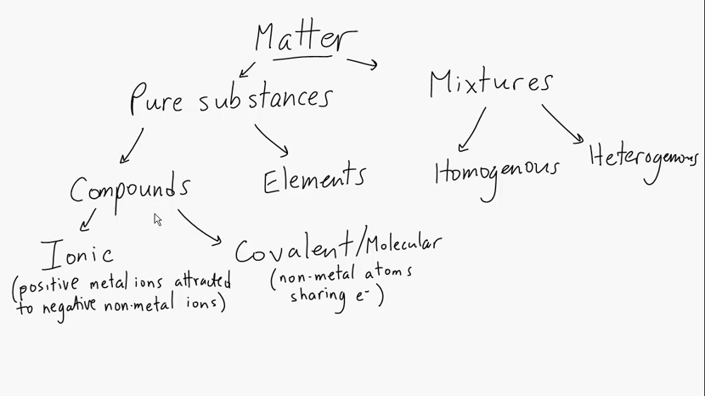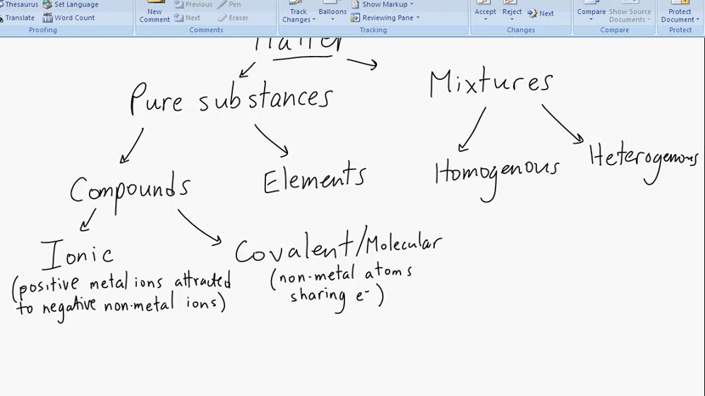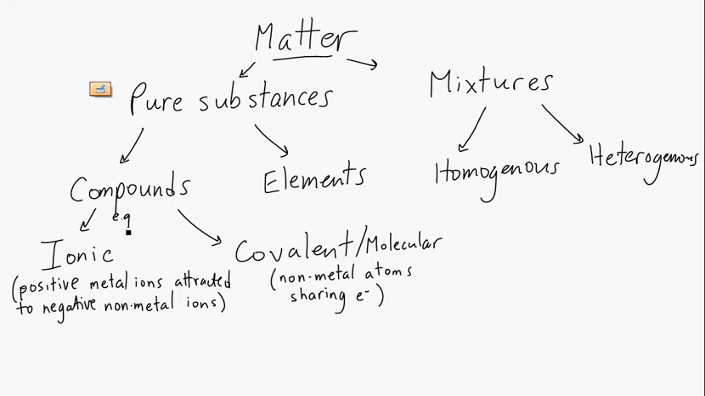A compound is if you have two or more elements bonded together. And just to clarify, the difference between a compound and a mixture is that in a compound, those elements are bonded together. In a mixture, they're not. So for example, H2O, that's made of hydrogen and oxygen, two different elements, but they're bonded together, so it's a compound.